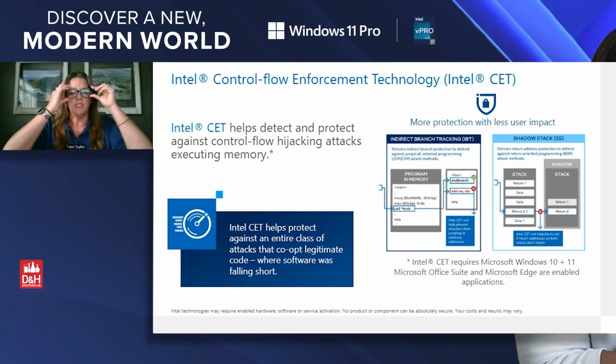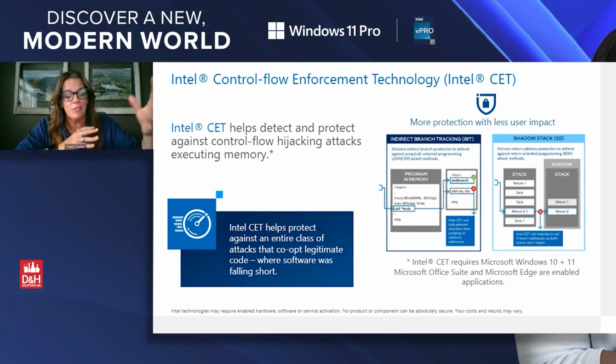From a competition perspective, our competition certainly does a lot with security, but they only provide the shadow stack protection. They don't look at the indirect branch tracking. And again, this is really important when you think about the types of attacks that it's able to prevent and remediate.